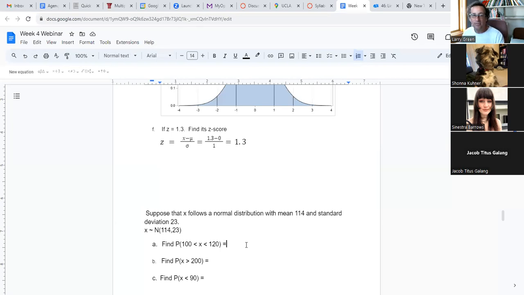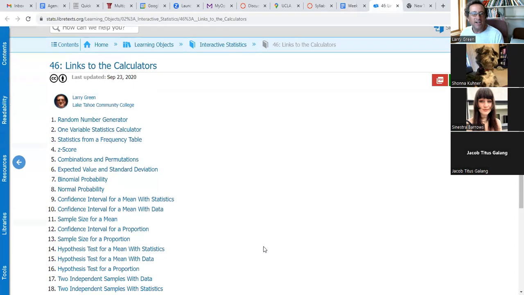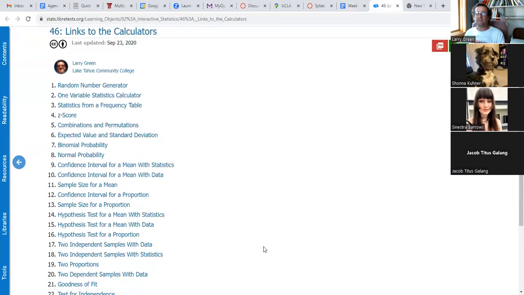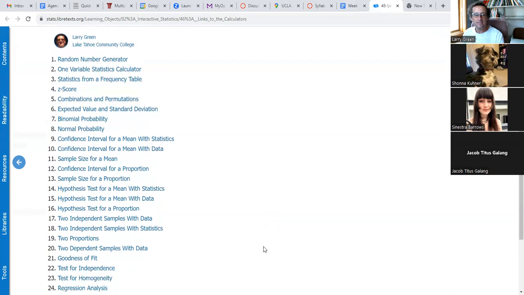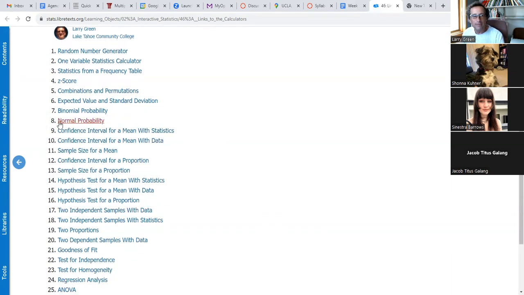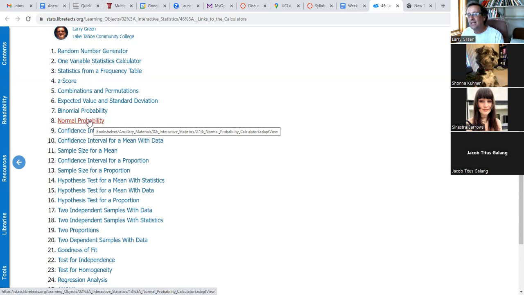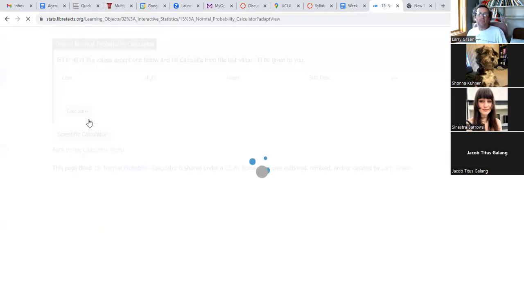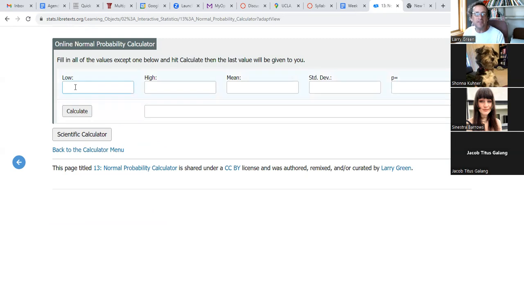Yeah, we're going to use a calculator. So which calculator do you think we're going to need? I also did it in the order at which we do things in this class. So where are we? What calculator do we have to use? Yeah, the normal probability calculator, or number 8, because we want a probability that involves a normal distribution. So I click on that, and it says fill in all of the values except 1 below and hit calculate.